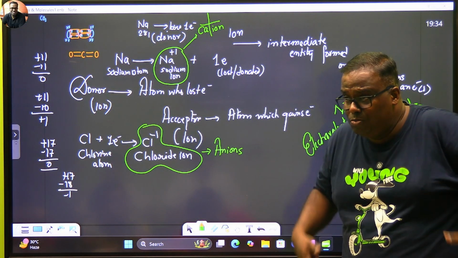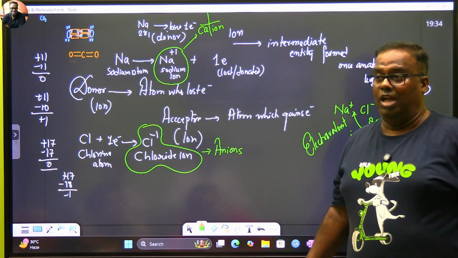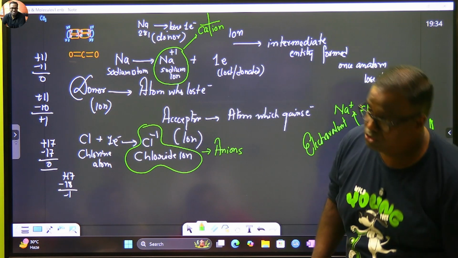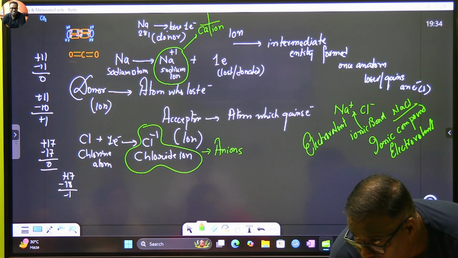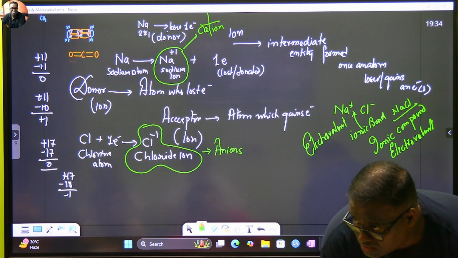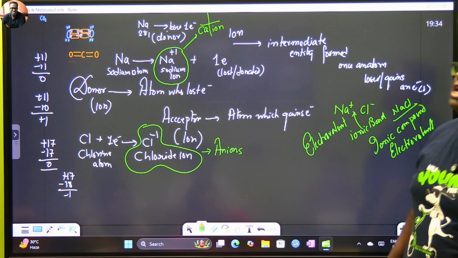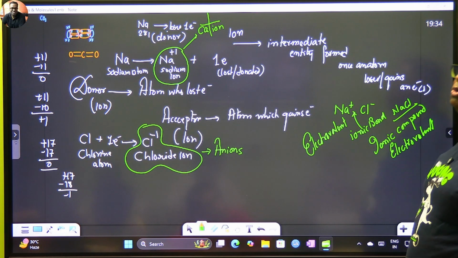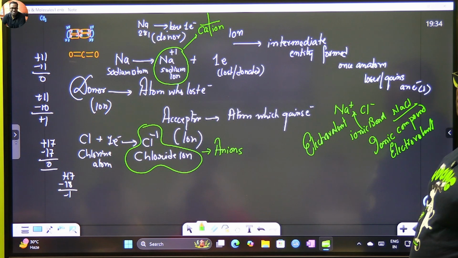First, ions should be created. For ions to be created, somebody has to lose, somebody has to gain. That means transfer has to happen. And once transfer has happened, that means ions are done. And a bond between ions is known as an ionic bond.